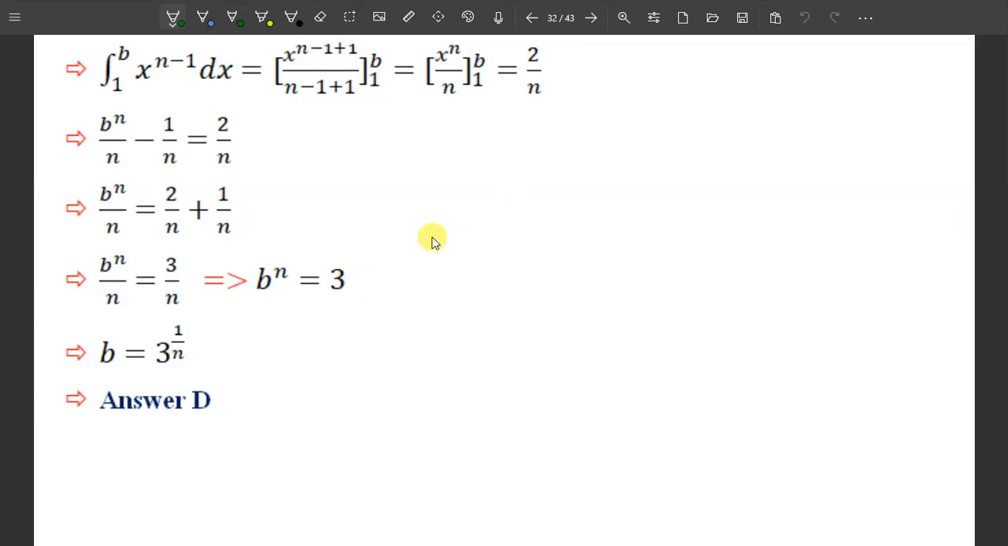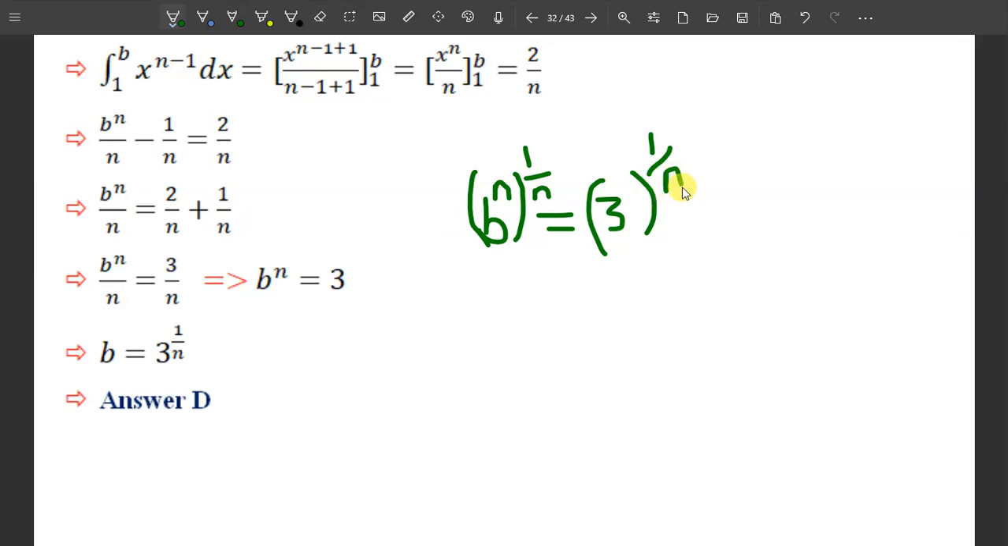Then again here, we know that b to the power of n is equal to 3, then to find the value of b, what we have to do is take the power of 1 over n on both sides of the equation. Here, take 1 over n on both sides. Then n times 1 over n means n cancels n.